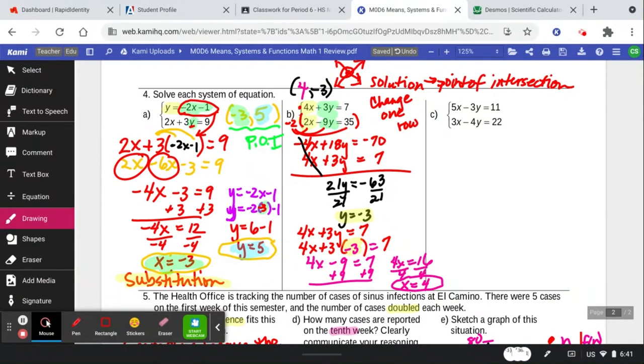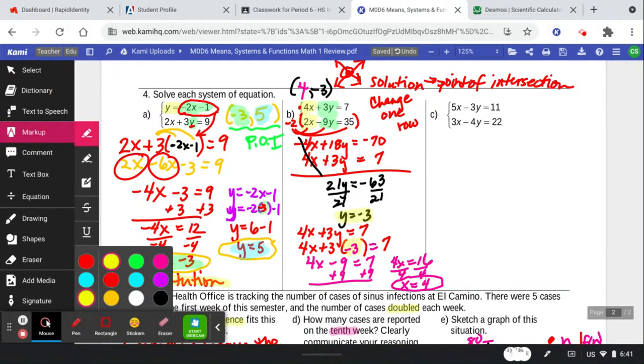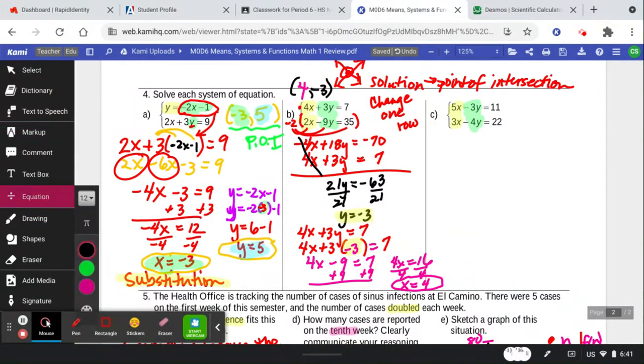Okay, let's check it out. Let's see what you thought. First, looking at the x's. I've got a 5x and a 3x. Shoot, there's no opposites. Next, looking at the y's, I've got a negative 3y and negative 4y. Shoot, there's no opposites. So I'm going to have to make opposites out of these.